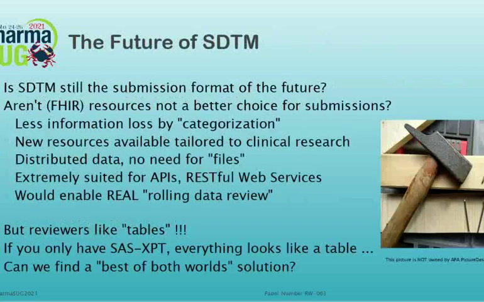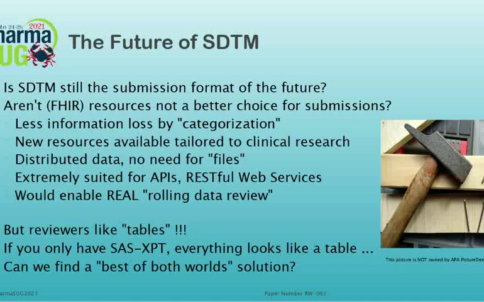As HL7 FHIR has more and more resources specific for clinical research, the question arises about the future of electronic submissions to the regulatory authorities. Is FHIR intrinsically a better choice for submissions too? It has a lot of advantages, like less information loss, is suitable for use with distributed data, and is extremely well suited for use with APIs. All these would make it possible to come to real rolling reviews, meaning that a data point becomes available for the reviewers almost immediately after it was captured.